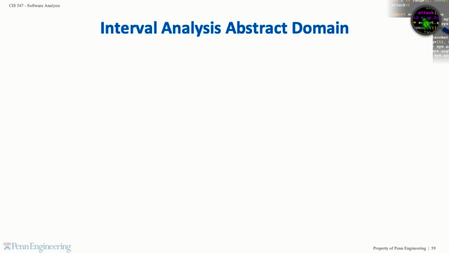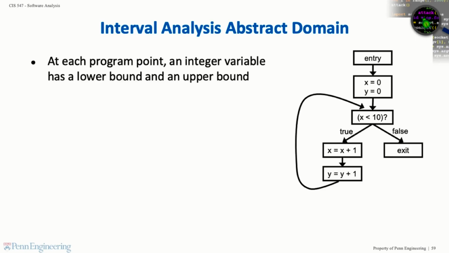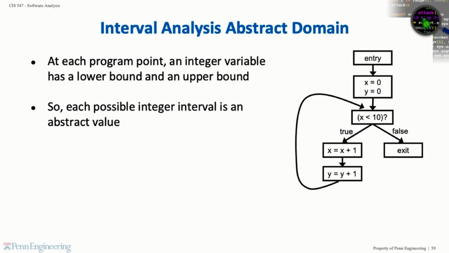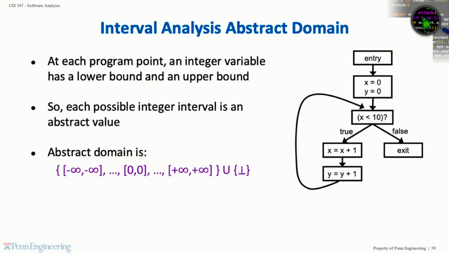Now that the importance of interval analysis is clear, let's dive into how it works. Let's begin with the abstract domain for interval analysis. At each program point, an integer interval has a lower bound and an upper bound. So, each possible integer interval is an abstract value. So, the abstract domain is the set of all possible integer intervals. Additionally, it includes a bottom element needed for the structure to be a lattice, as we shall see shortly.